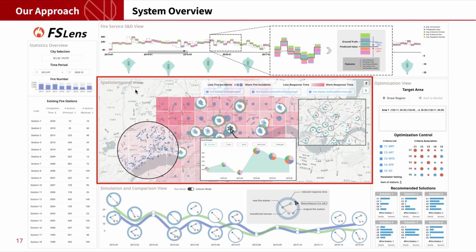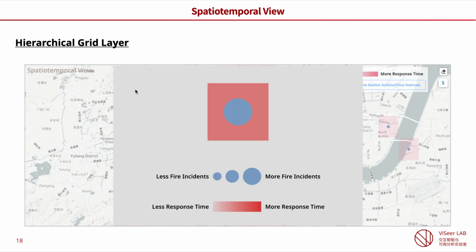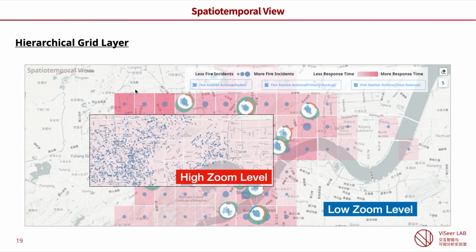The spatial-temporal view employs a map-based exploration method to exhibit the distribution of fire incidents and the layout of fire stations. In this view, we used a hierarchical grid layer to depict the spatial distribution of fire incidents. At the lower zoom levels, the grid layer comprises several square glyphs of equal size. The center circle's area corresponds to the fire number within the covered region, and the glyph's color denotes the average response time in the region.